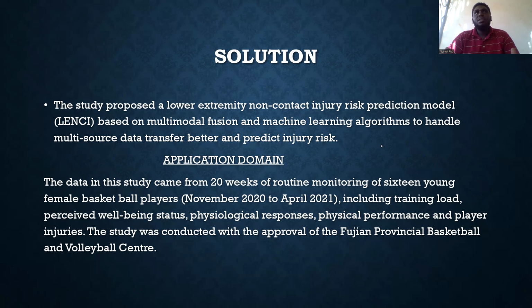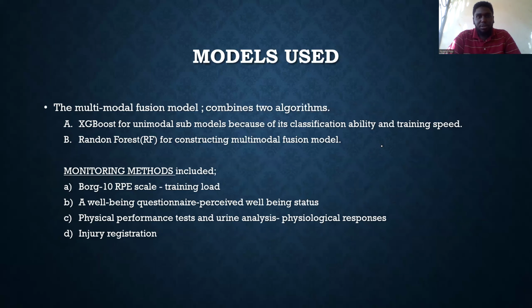In the application domain, we're talking about the parameters we're going to be working with. For example, it's a data set having 16 young female athletes on a basketball team. This study was carried out for 20 weeks, from November 2020 to April 2021. Those are the modalities, the things we're going to consider: training load, perceived well-being status, psychological responses, physical performance, and player injuries. It was also approved by the Fujian Provincial Basketball and Volleyball Center.